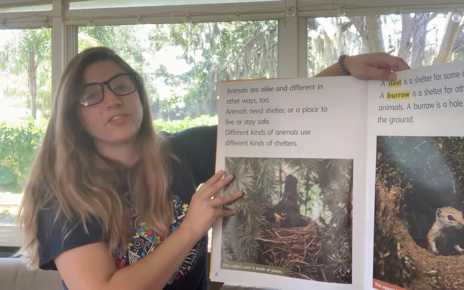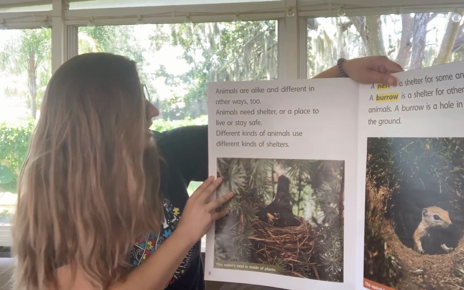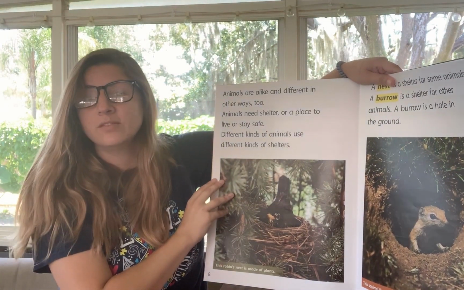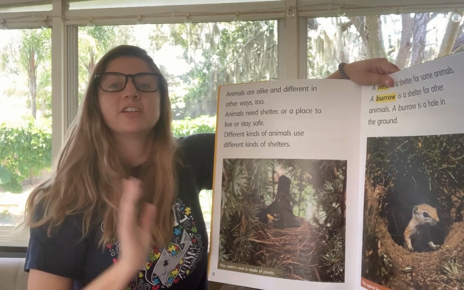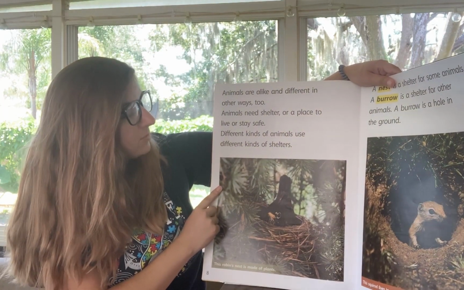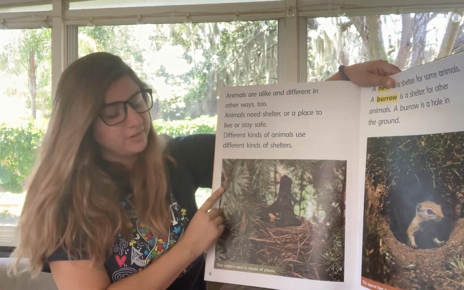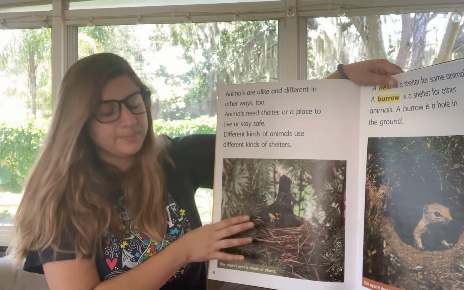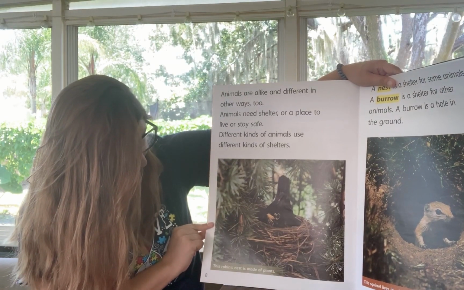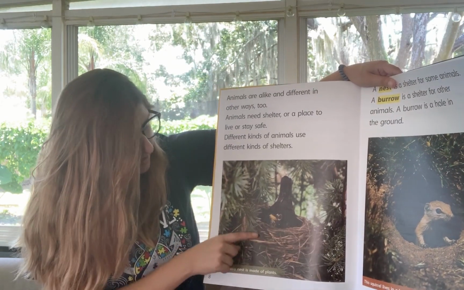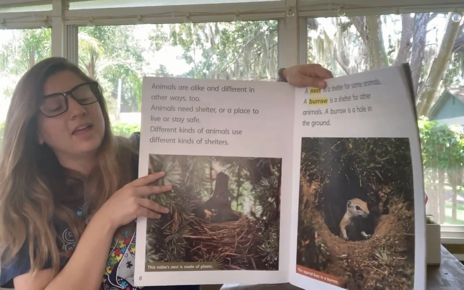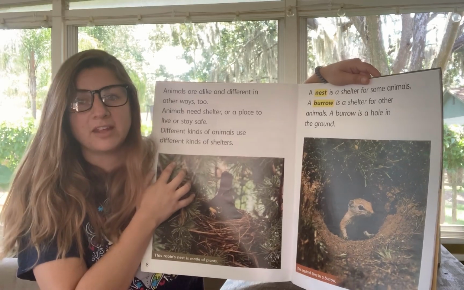Animals are alike and different in other ways too. Animals need shelter or a place to live or stay. So that's what shelter means. Shelter is a place to live or to stay. Different kinds of animals use different kinds of shelters. So for example, in this picture here, this robin's nest is made of plants. So this is the robin's shelter. It's a nest made of twigs and things. A nest is a shelter for some animals.